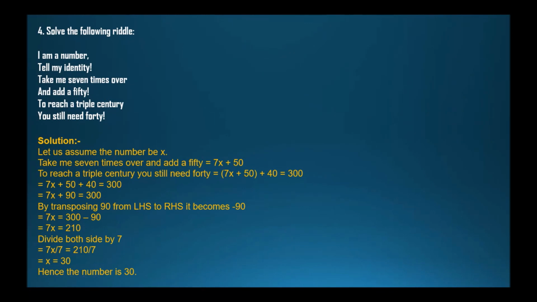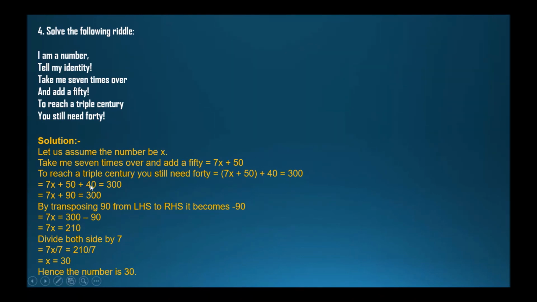Next, solve the riddle. I am a number. Tell my identity. Take me 7 times over and add 50. To reach a triple century, you still need 40. So let's assume the number be x. Take me 7 times over and add 50 means 7x plus 50. To reach a triple century, you still need 40. Means 7x plus 50 plus 40 equals 300.